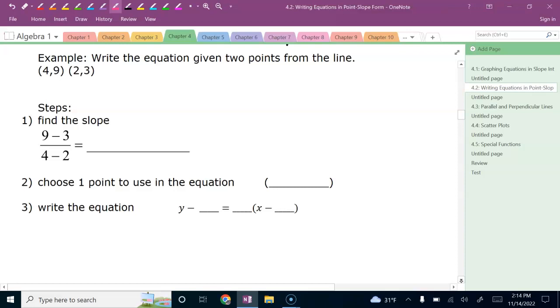or you can put it into the equation. So, for example, I have this 4, 9, and 2, 3. Now what they're doing here is they're putting it into our slope equation. Remember that equation from last chapter looks like this.